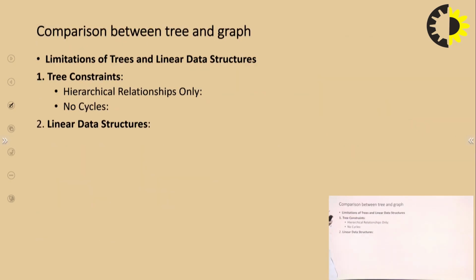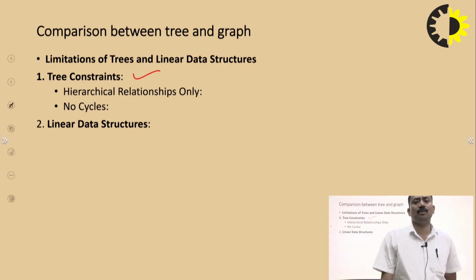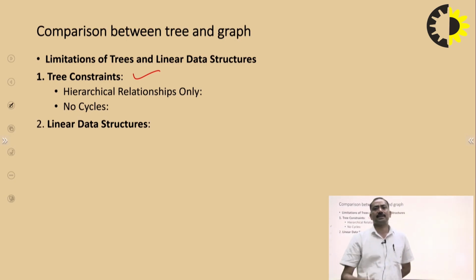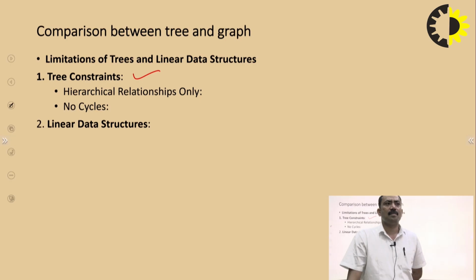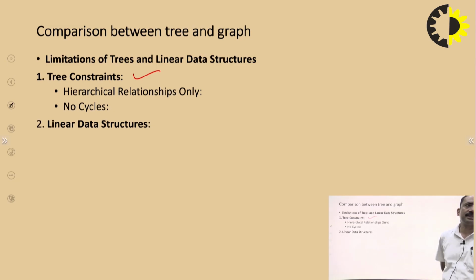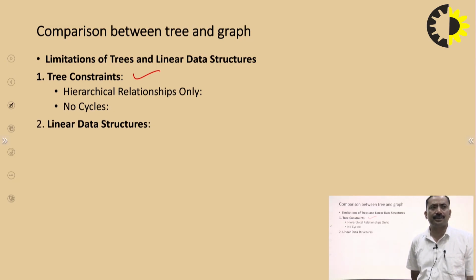Next, we have a comparison between tree and graph. So these are the limitations of tree and linear data structures. Tree: it contains hierarchical relationships only. A tree model contains hierarchical structures where every node has a single parent, and this restricts its application to problems where relationships are more complex, such as networking and peer-to-peer interactions. So there the tree application fails.